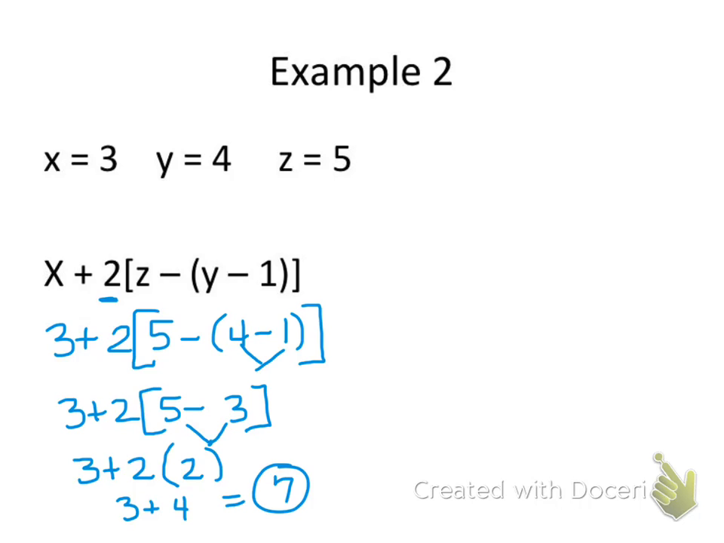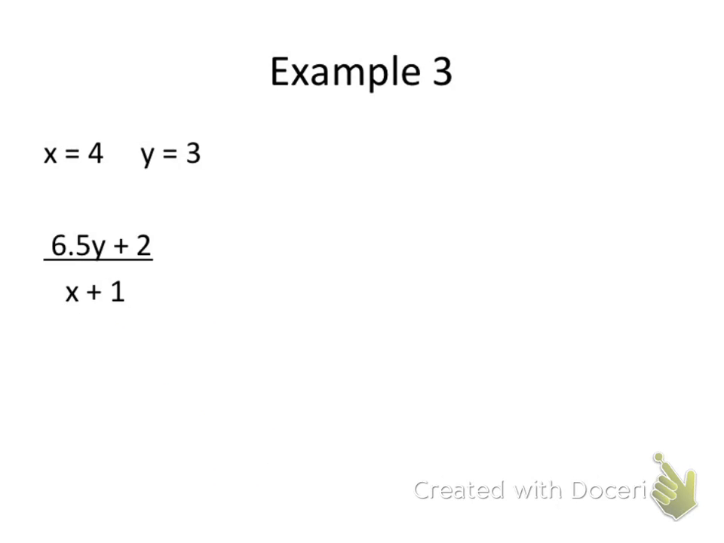Okay, we'll do another example. Again, we're going to use some substitution. So x's are equal to 4, y's are equal to 3. So we'll rewrite the problem. And this is a decimal, 6.5. And we'll substitute in the 3 for the y. And then we'll substitute in the 4.